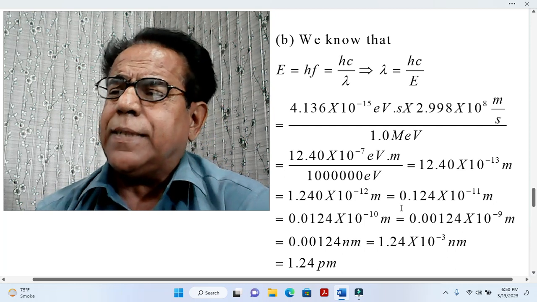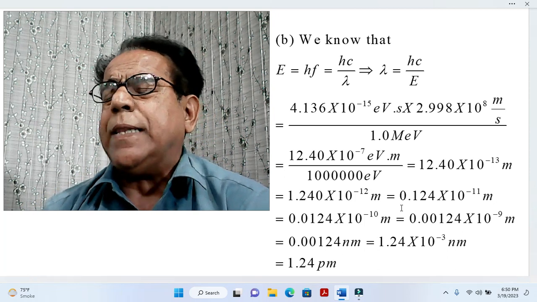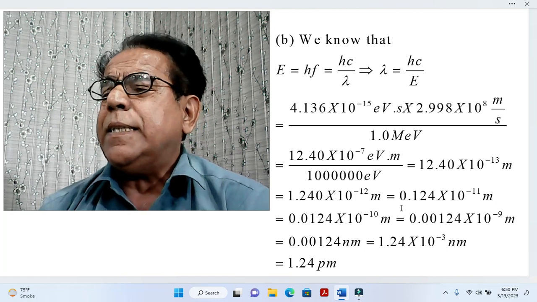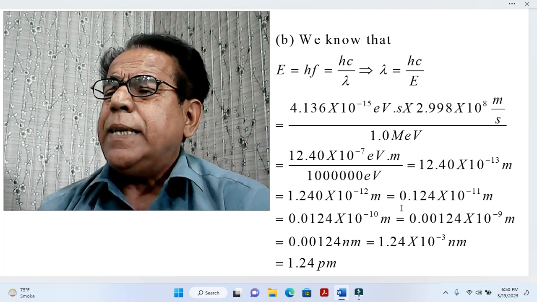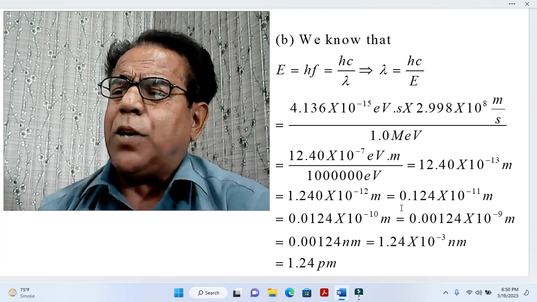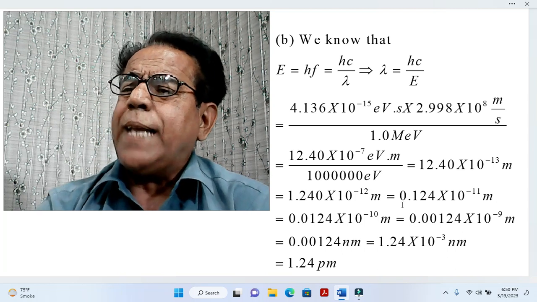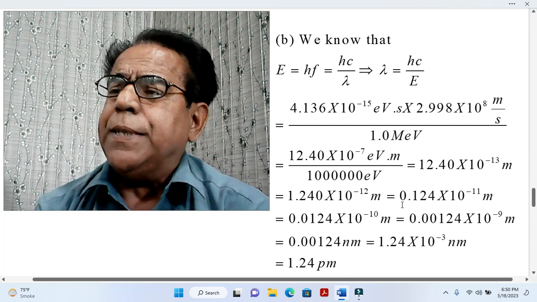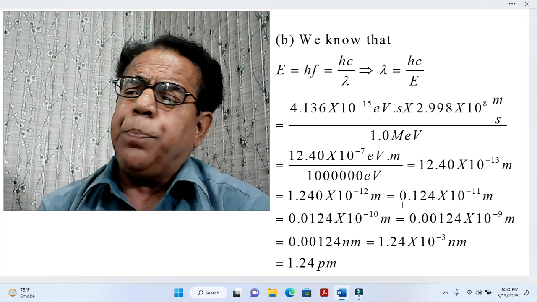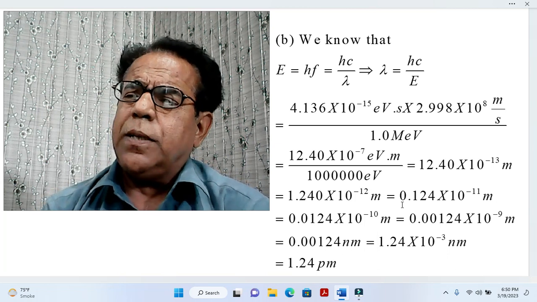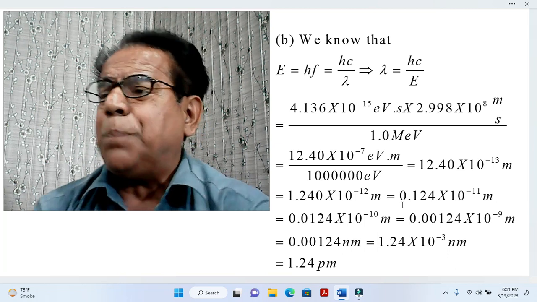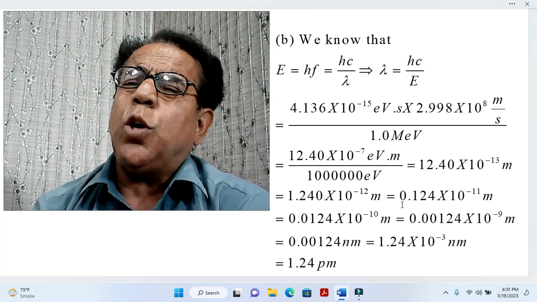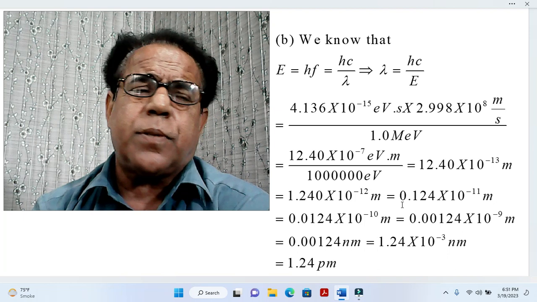However, we have made some conversions irregularly. But whether we make conversions regularly or irregularly is less important, it is just a matter of discretion for us. To this extent, 12.40 into 10 raised to the power minus 13 meter, our problem has been solved absolutely. And further steps are just being done as a formality, as a cosmetic arrangement.